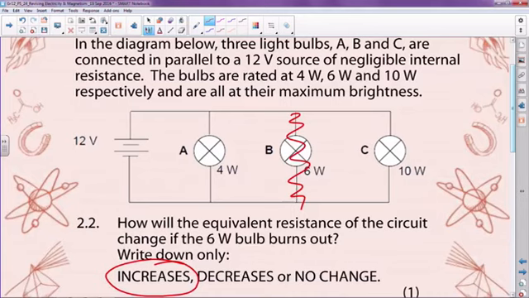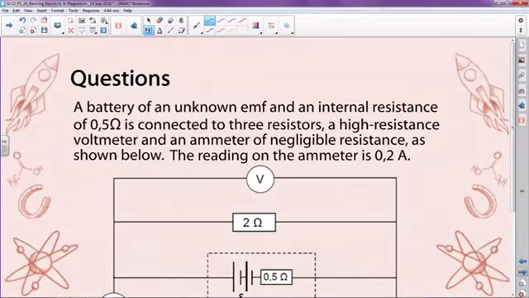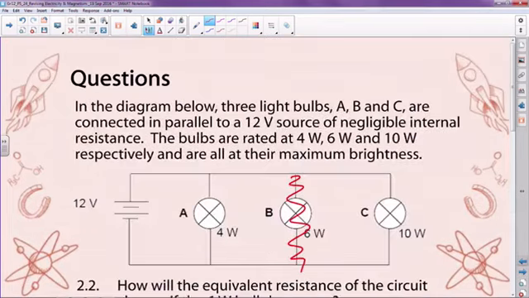Now, they could ask you to explain it, okay? And the whole point here is that we would know that because resistors added in series increase resistance, resistors added in parallel decrease resistance, okay? Very, very important concept. Now, last question. No, last question's part of this one.